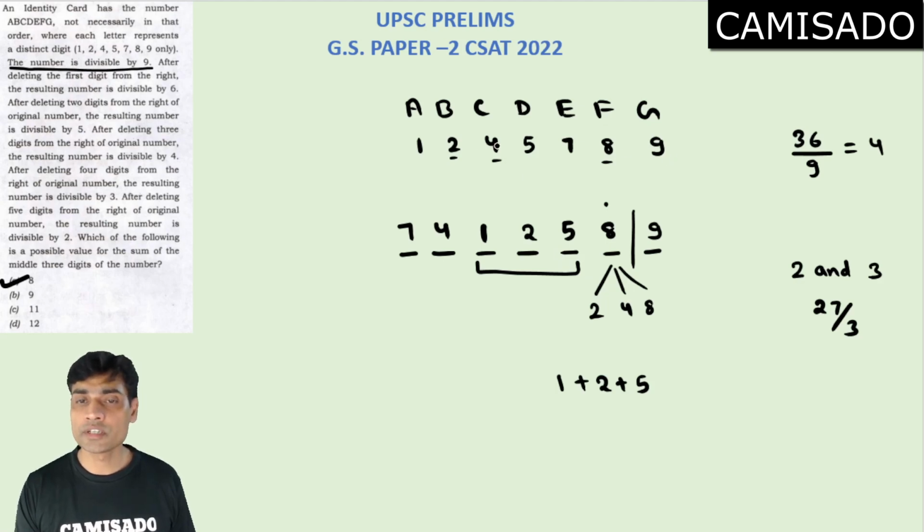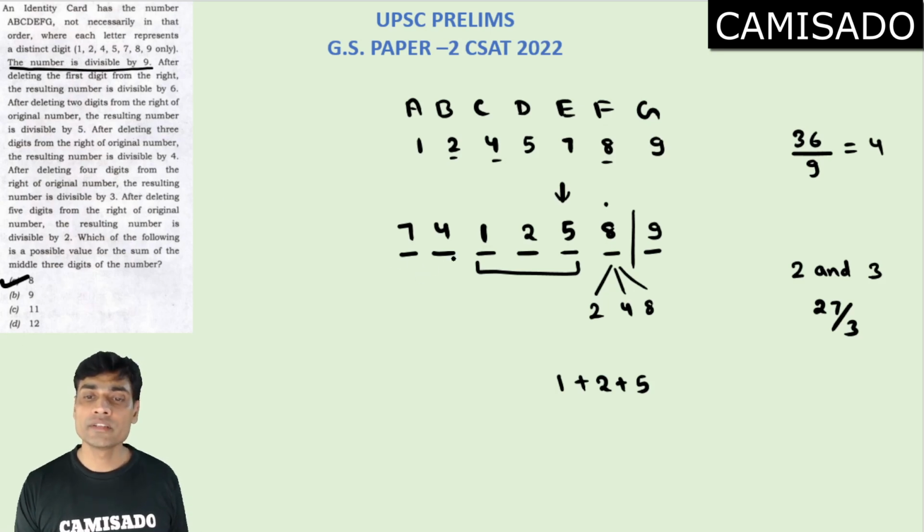As 0 is not given in the options here, 1, 2, 4, 5, 7, 8, 9, only 5 is given. So at this particular place, it's quite clear that 5 will be there only. Okay, now next, after deleting 3 digits from the right of ordinal number, the resulting number is divisible by 4.